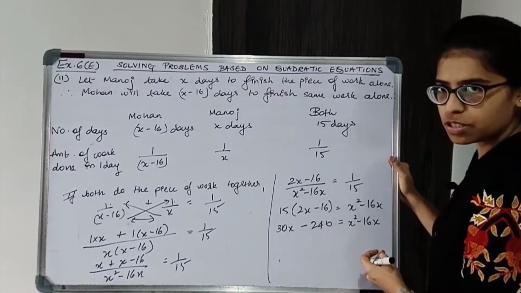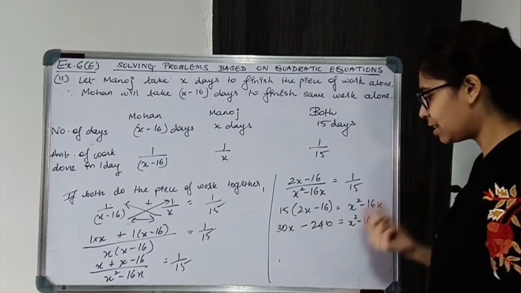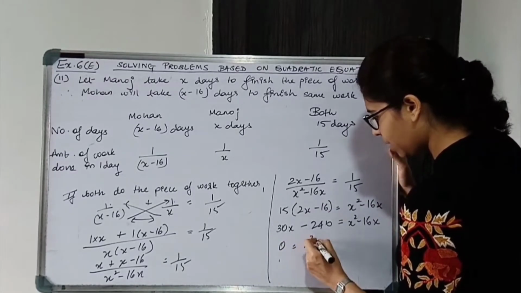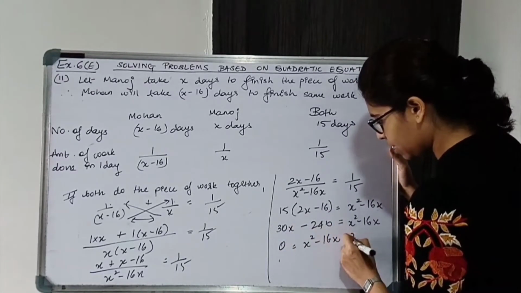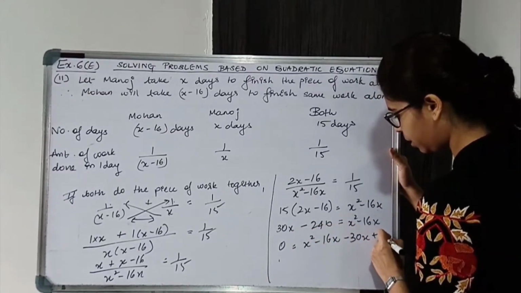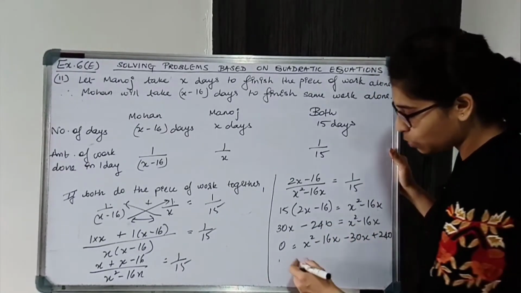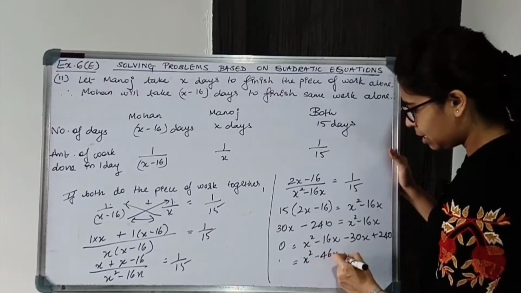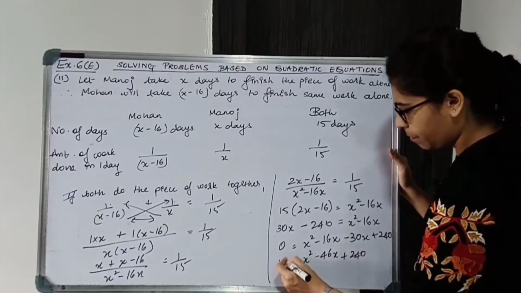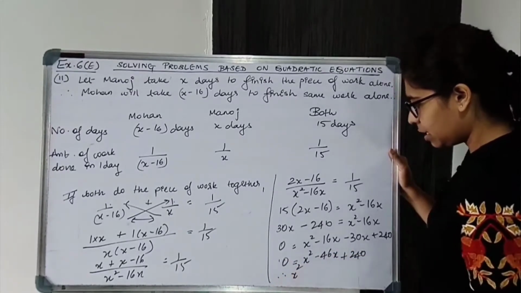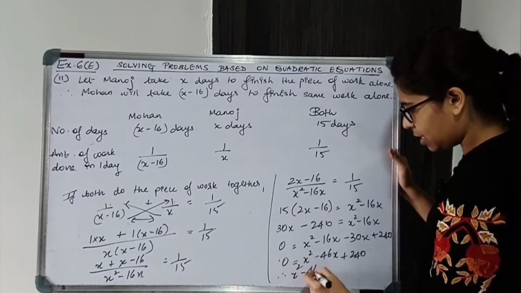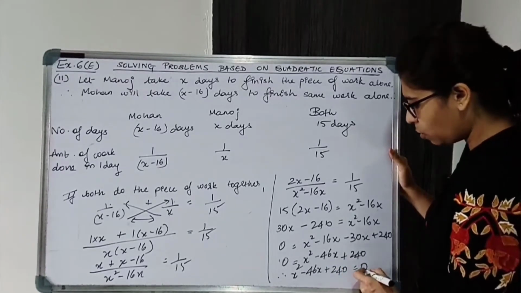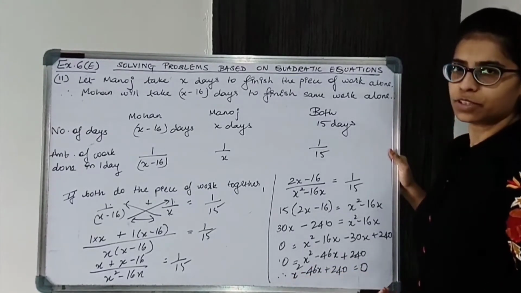Shifting everything to the RHS. First I'll shift to the RHS because x square is positive over here. Then switch the sides. So x square minus 16x, this will become minus 30x, this will become plus 240. Don't forget to change the signs when you shift the terms. So x square, here we will get minus 46x plus 240. Now switch the sides. x square minus 46x plus 240 is equal to 0. So we got a quadratic equation. Now let us solve this.